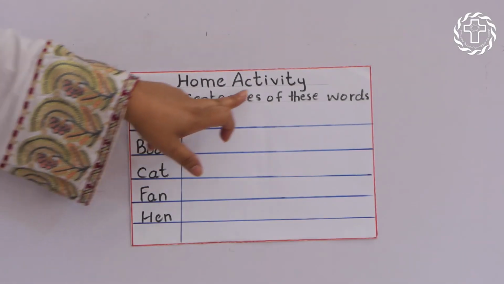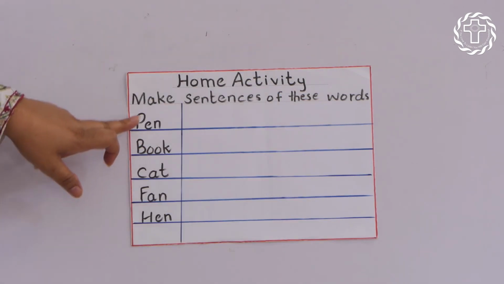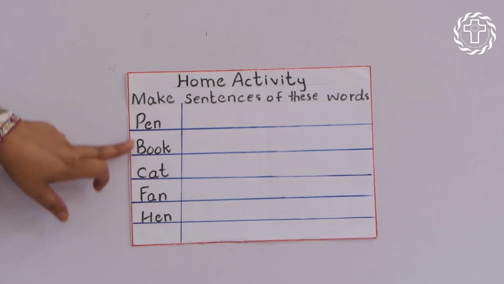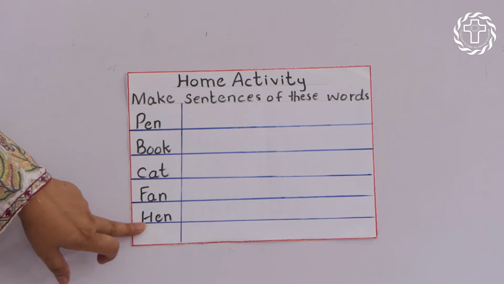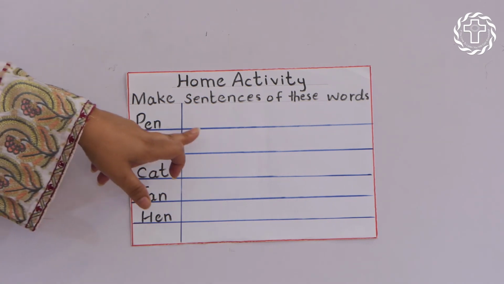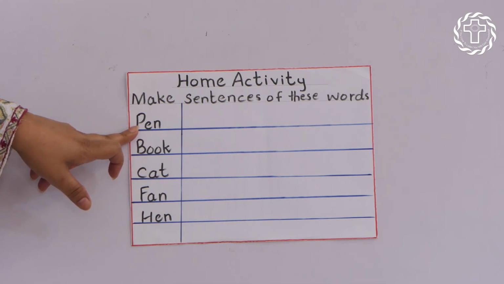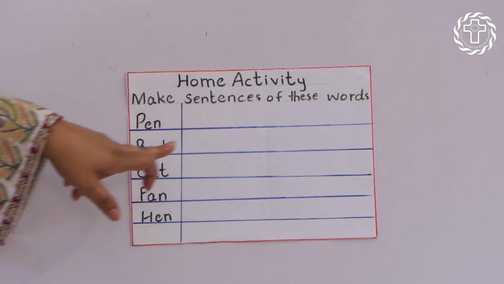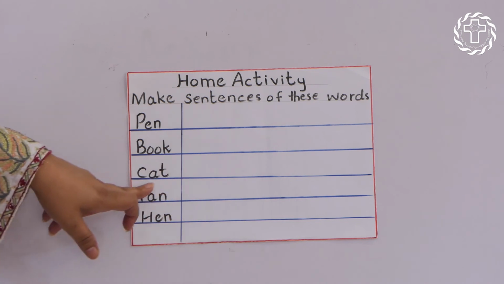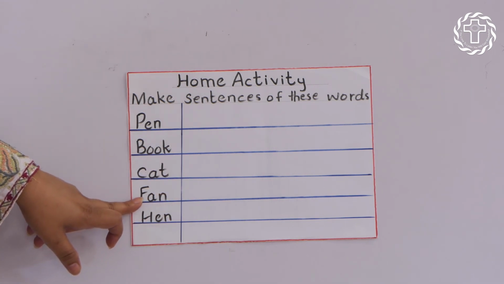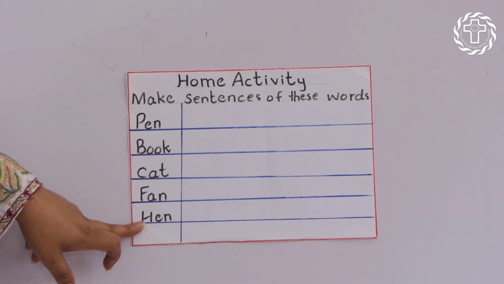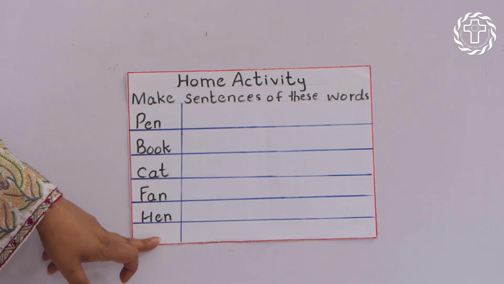Okay, this is your home activity. Make sentences of these words. These are the words: pen, book, cat, fan, hen. You make sentences, like this: This is a pen. Book: this is my book. Cat: I have a pet cat. Fan: this is a fan. Hen is a pet animal.